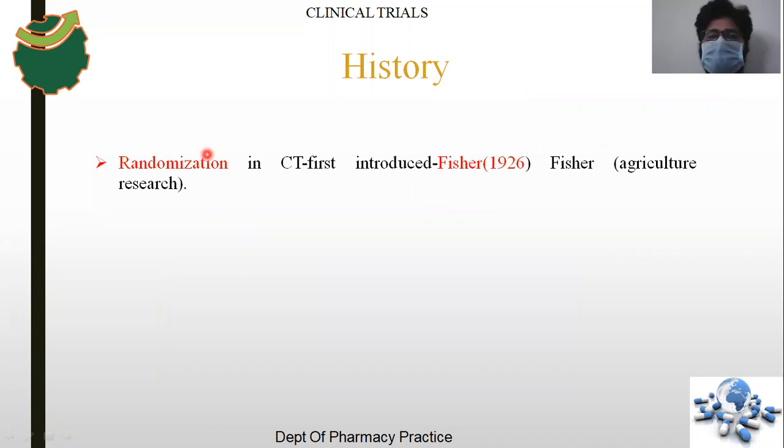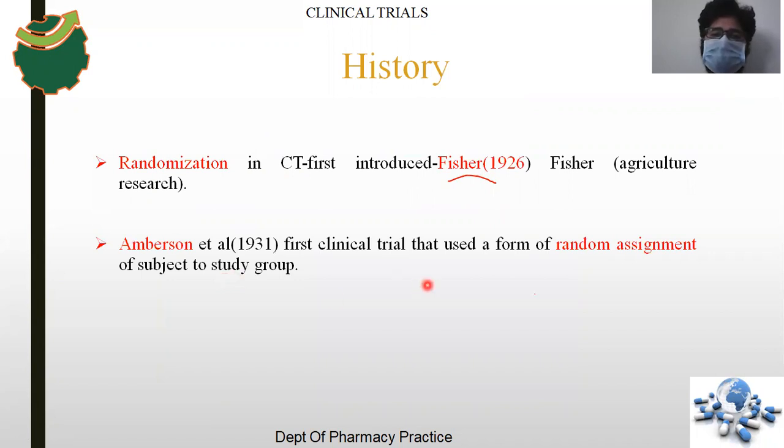So I think you already know about randomization, right? Randomization was first introduced in clinical trials by Fisher, a scientist, in 1926, and he was an agriculture researcher. Next one is Amberson et al., a group of scientists, one of the major scientists being Amberson. In 1931, the first clinical trial used a form of random assignment of subjects to study group and control group. So randomization was first used by scientists in agriculture research.